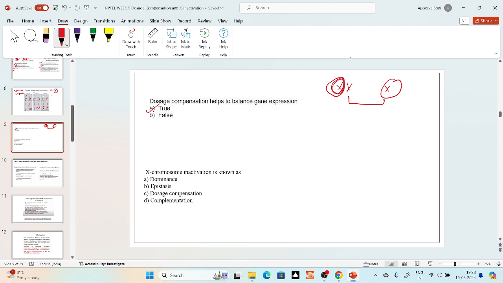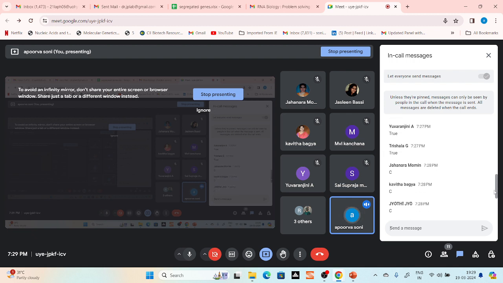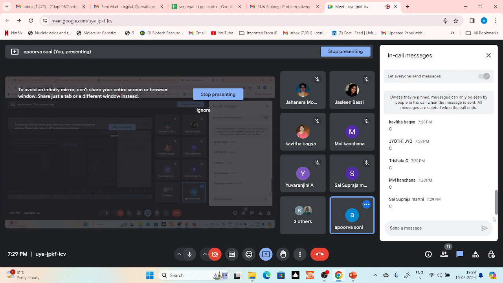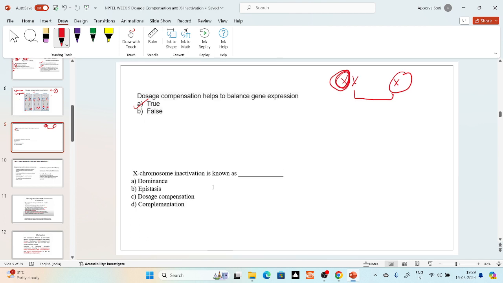X chromosome inactivation is known as dominance, epistasis, dosage compensation, or complementation. Okay. Let us see what students have answered. Janara has answered C, Kavita has C, Jyoti, Trishala, Kanchana, Supraja. So everybody has answered correctly. We have studied that X chromosome inactivation is known as dosage compensation. C is the correct answer.